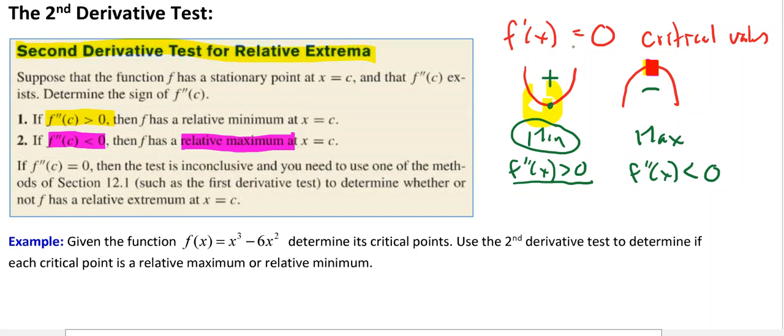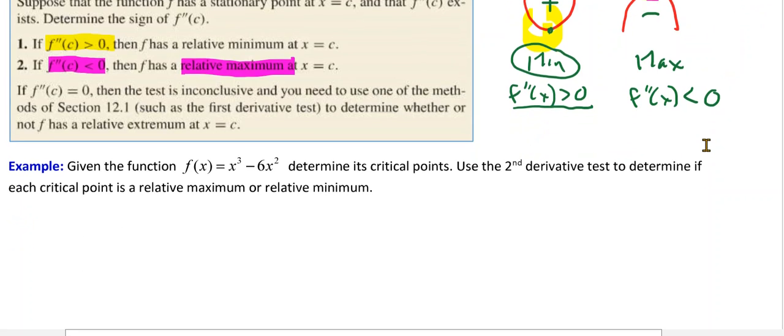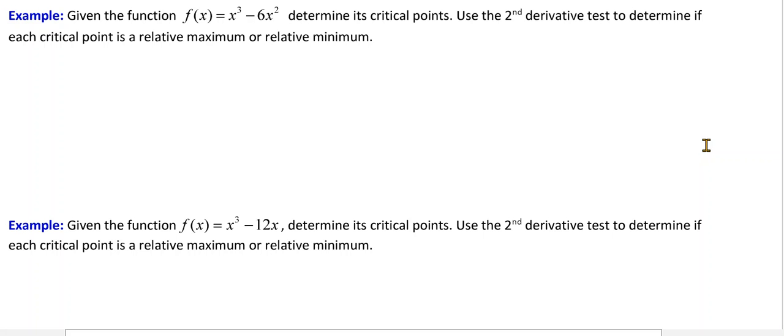So what we need to do is use the first derivative, set it equal to 0 to find our critical values. Then we have to take the second derivative and evaluate those critical values at that point. So let's do an example. Given this function, determine the critical points or critical values, and then use the second derivative test to determine if they're relative max or mins. So let's find the critical values.